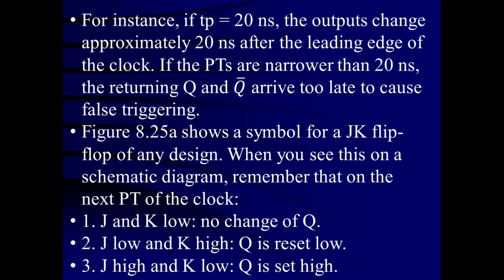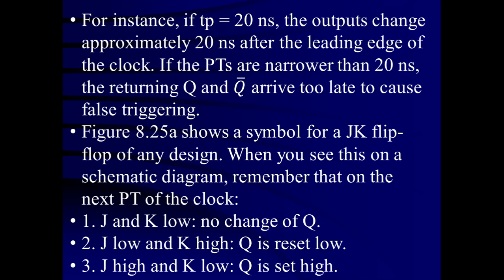For instance, if the TP, that is, the propagation delay time, is 20 nanoseconds, the output changes approximately 20 nanoseconds after the leading edge of the clock pulse. If the positive transitions are narrower than 20 nanoseconds, the returning Q and Q bar values are too late to coincide and cause false triggering. That means the new values of Q and Q bar at the input of the AND gates are too late. So that positive transition is already gone and it will wait for the next positive transition of the clock pulse.